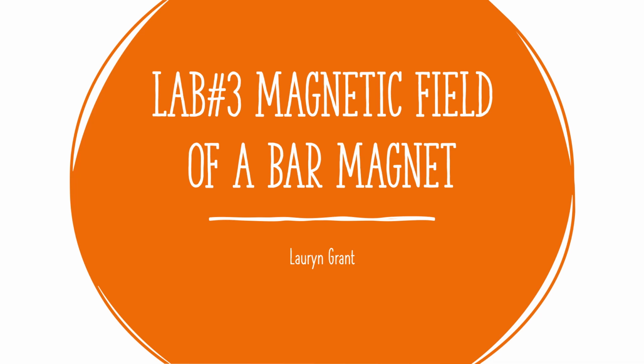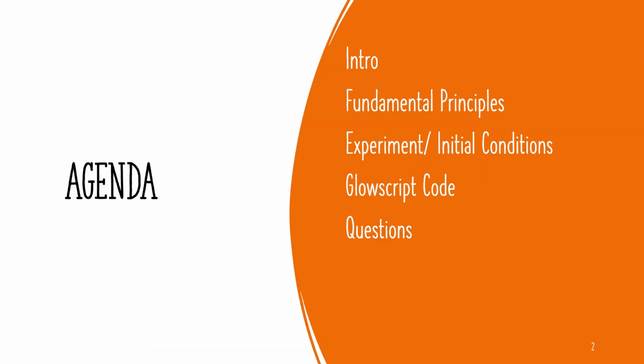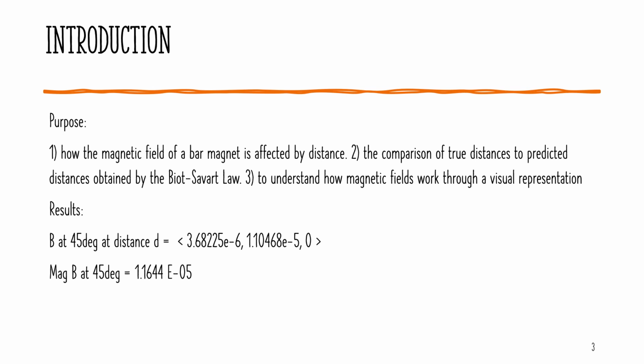Lab 3, magnetic field of a bar magnet. This lab will go over an intro, fundamental principles, experiment slash the initial conditions, the GlowScript code, and finally the follow-up questions. So this lab has multiple purposes.